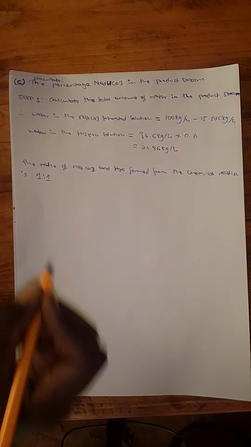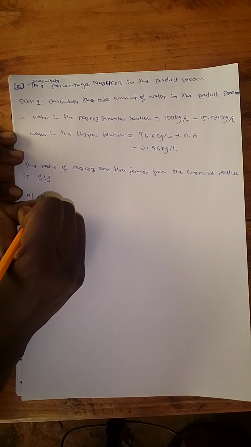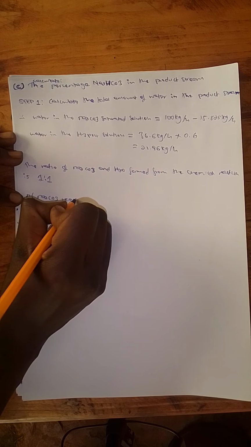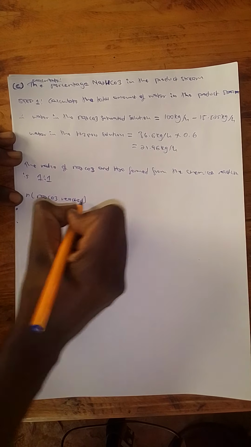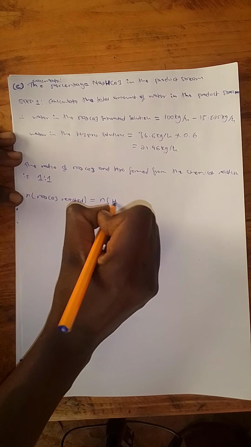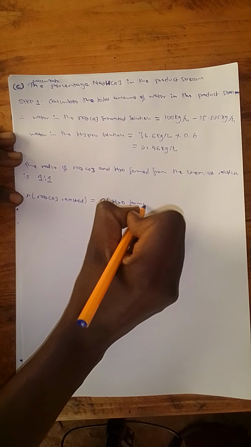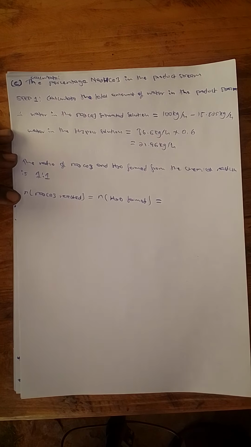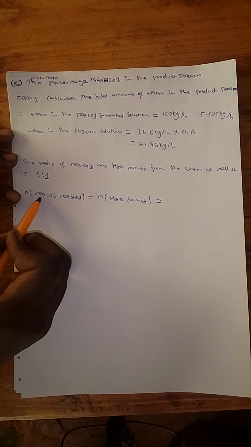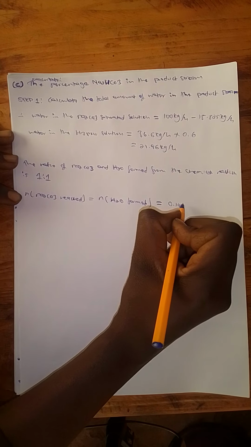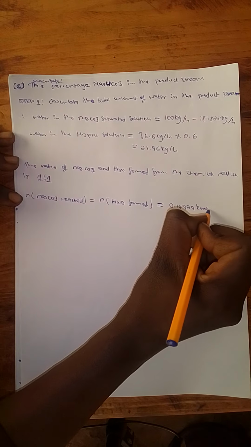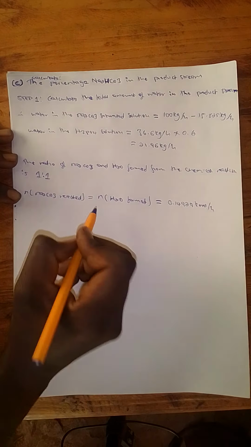Now I just want to write that down here, that the number of moles of Na2CO3 reacted is equals to the number of moles of H2O that has been formed, right? And that is equals to, from the previous equation, we have already calculated the number of moles of Na2CO3 that has reacted, and we found that to be 0.14929 kilomole per hour. So that is actually the number of moles.